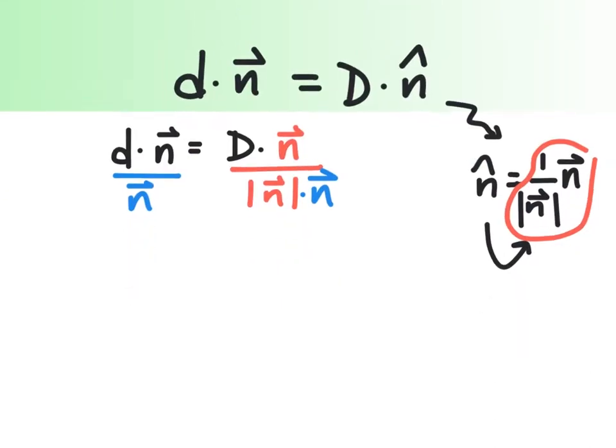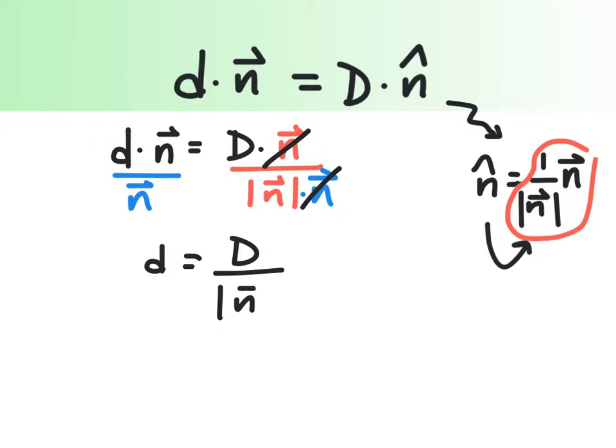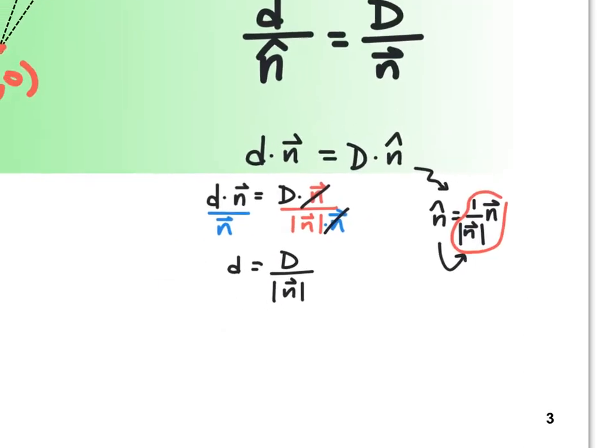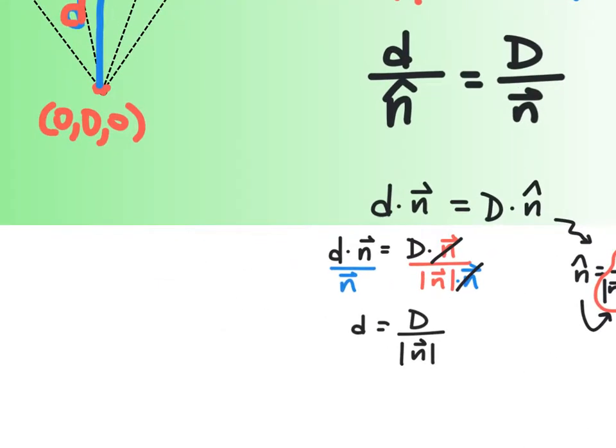What you see is something really cool: the normals cancel, and I just get capital D over the magnitude of the normal. And that's going to tell me the distance that this plane is from the origin.